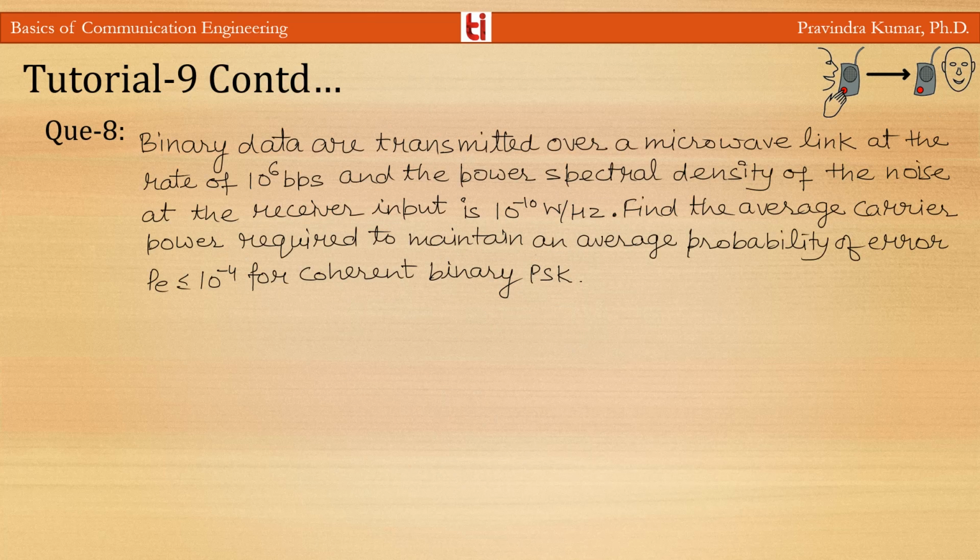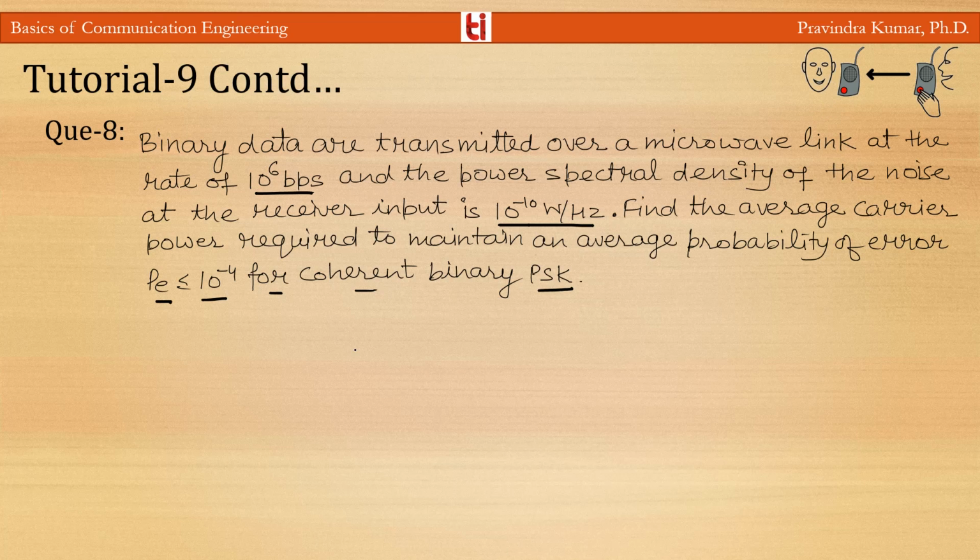Now next question. Binary data are transmitted over a microwave link at the rate of 10 to the power 6 bits per second. The power spectral density of the noise at the receiver is 10 to the power minus 10 watts per hertz. Find the average carrier power required to maintain the average probability of error Pe less than or equal to 10 to the power minus 4 for the coherent binary PSK.